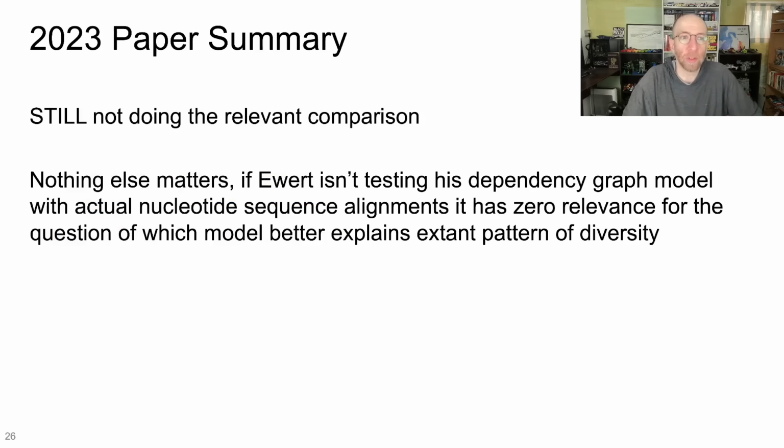All right, so let's summarize the 2023 paper. We're still not doing the relevant comparison, and honestly, nothing else matters. If Ewert isn't testing the dependency graph model with actual nucleotide sequence alignments, it has zero relevance for the question of which model better explains the extant pattern of diversity. Just test it with the real data that we use to do phylogenetics. That's all I'm asking, please.